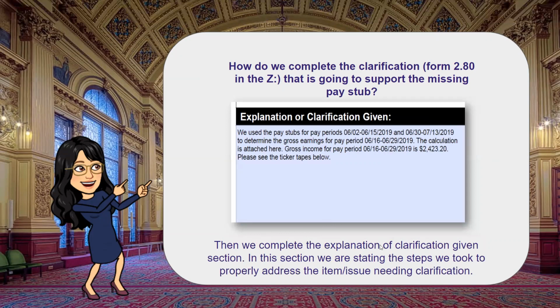Then we complete the explanation of clarification given section. In this section, we are stating the steps we took to properly address the item issue needing clarification. In this case, we use the pay stubs for pay periods June 2nd through June 15th and June 30th through July 13th, 2019 to determine the gross earnings for pay period June 16th through June 29th, 2019. The calculation is attached here. Gross income for pay period June 16th through June 29th, 2019 is $2,423.20. Please see the ticker tapes below.